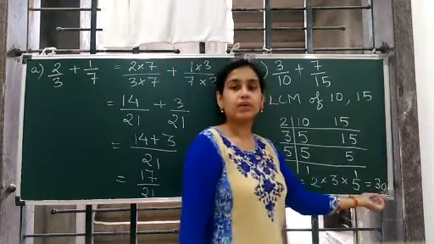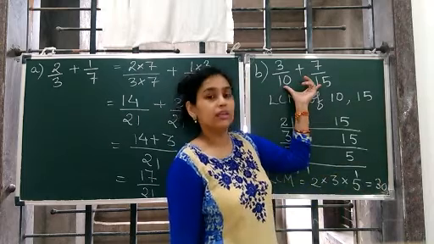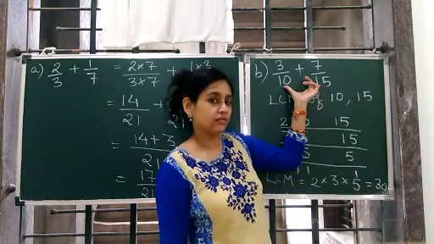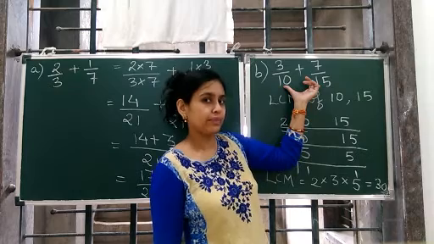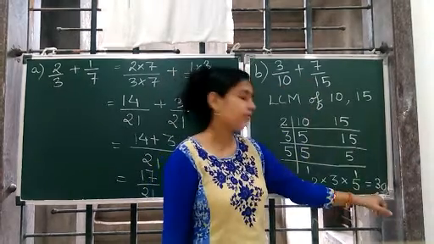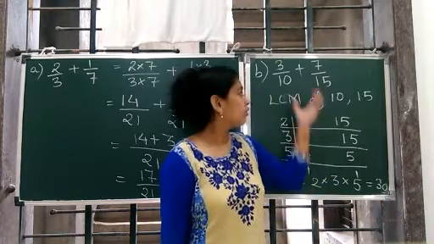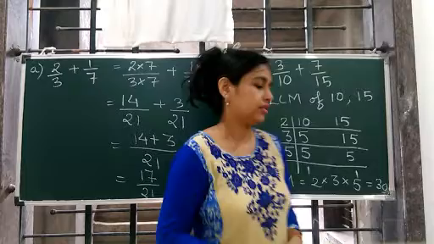Instead, we took out the LCM. Why? Because they have a common factor. What is the common factor of them? That is 5. Okay. So when we found the LCM, we got the number 30, which is a smaller number, to multiply and divide.